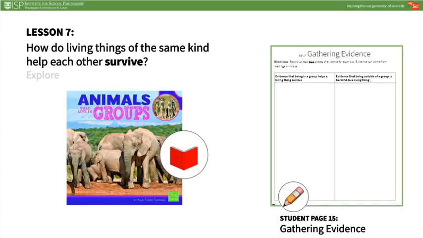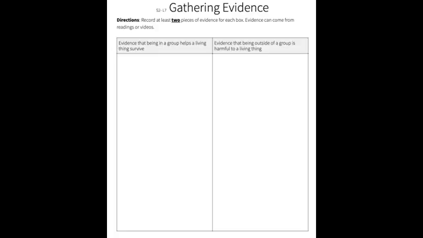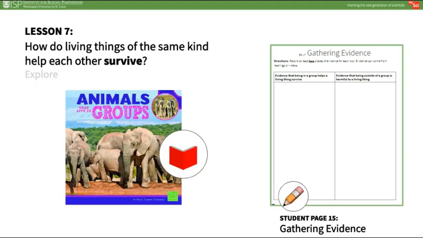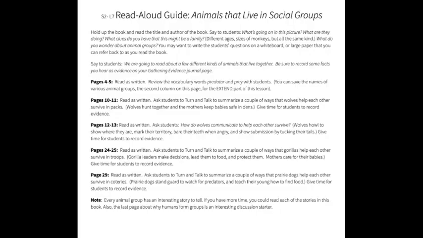In the Explain portion of the lesson, students will use this journal page to gather and record evidence to support their claim about whether or not it is helpful for animals to live in a group. First, read this book, Animals That Live in Groups, pausing to allow students to record key examples of how living in social groups helps animals on their journal page. A detailed read-aloud guide for this book is in the teacher pages.